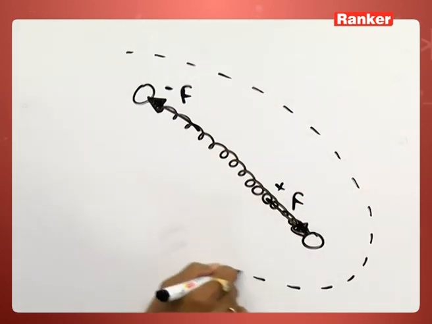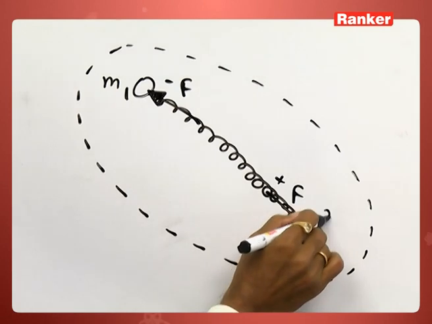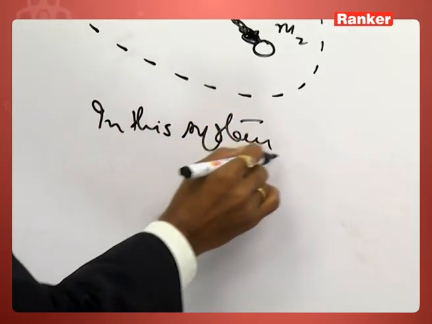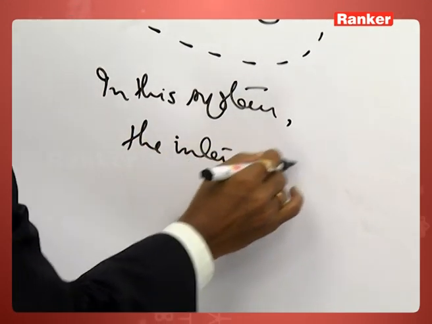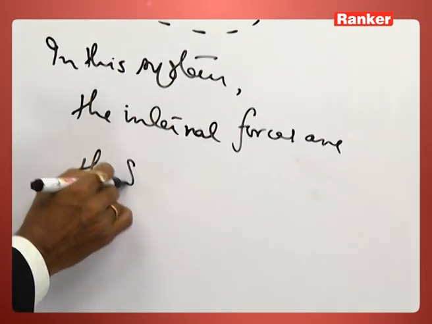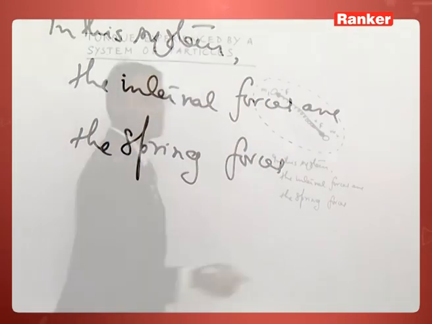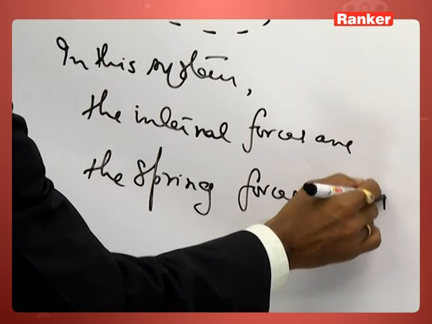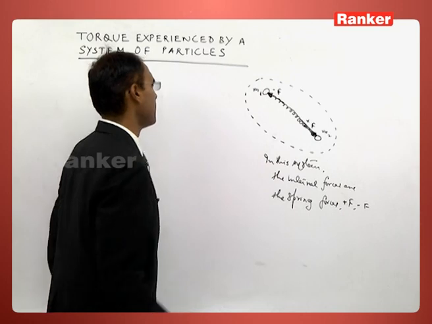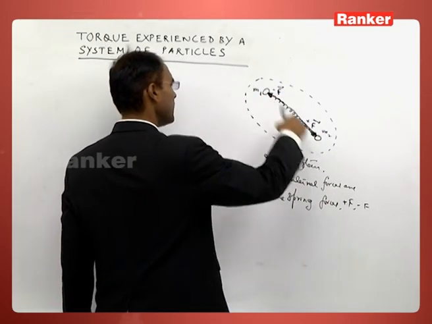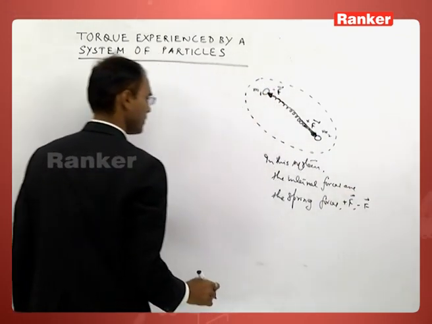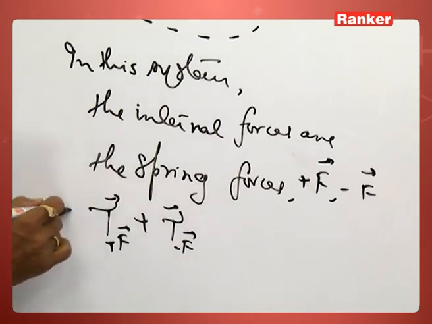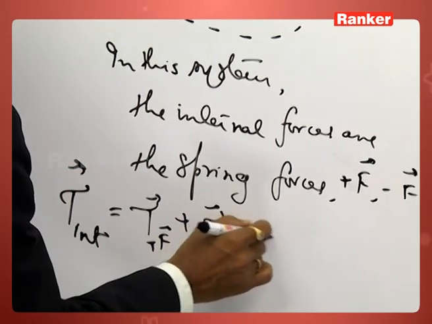So if you take this as a system, its mass is m1, its mass is m2. The internal forces are the spring forces. If you take the spring force plus F, this spring force is minus F. If you take the spring force minus F, this will be plus F, because they are equal and opposite and collinear, acting along the spring. The torque produced by plus F plus the torque produced by minus F, that is the internal torque, is always equal to 0 as per the previous concept.